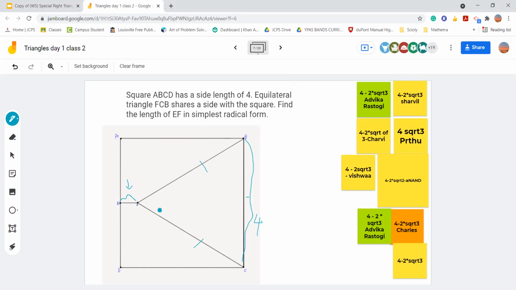What I'm going to do is, first, I have no idea how to find EF directly. So I'm going to start by using this equilateral triangle, finding this blue line that I just drew, and then subtracting it from 4 to get EF. So how do I find this blue line? Well, it's the height of my equilateral triangle, just turned sideways basically. So it'd be like this.